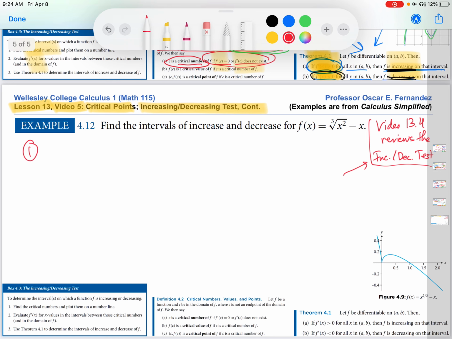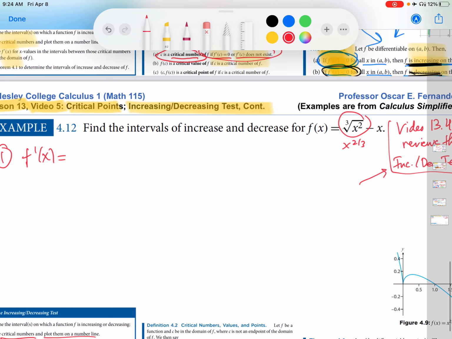First step is to determine the critical numbers, and then second, to plot them on the number line. So the critical numbers we find by finding the derivative of the function. So this is x to the 2/3. Its derivative is 2/3 x to the minus 1/3, power rule, minus the derivative of x, which is 1. Okay, so this is 2 over 3 third root of x, minus 1.